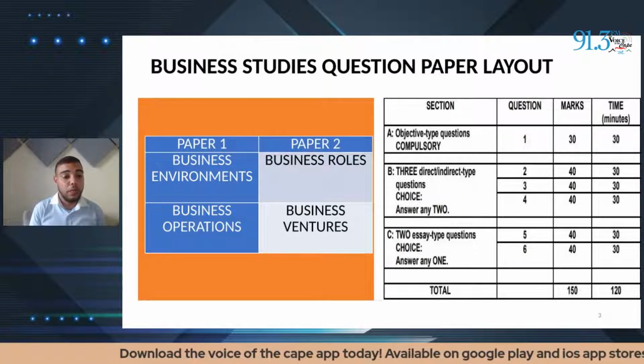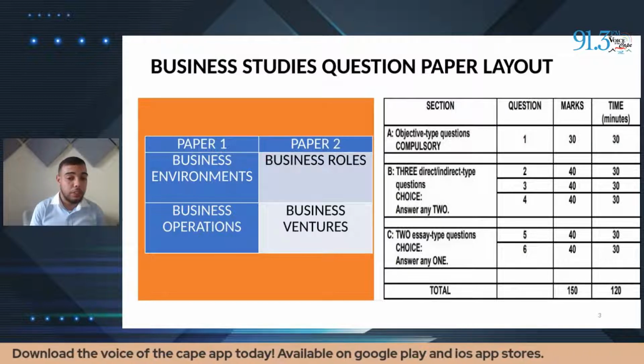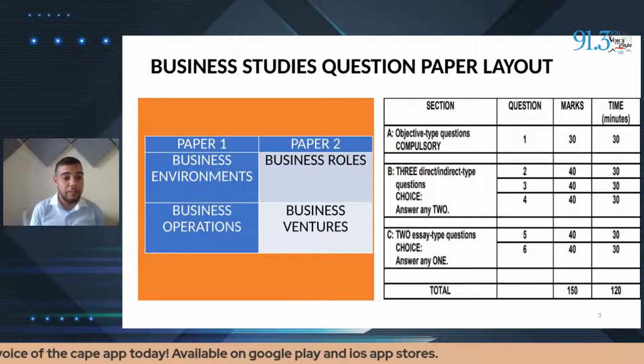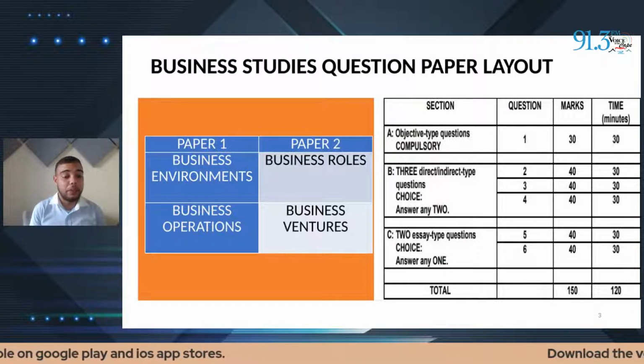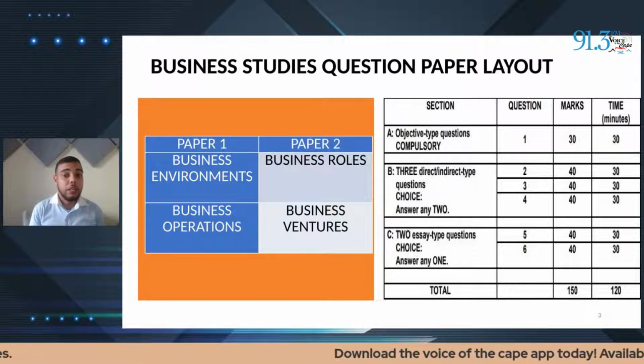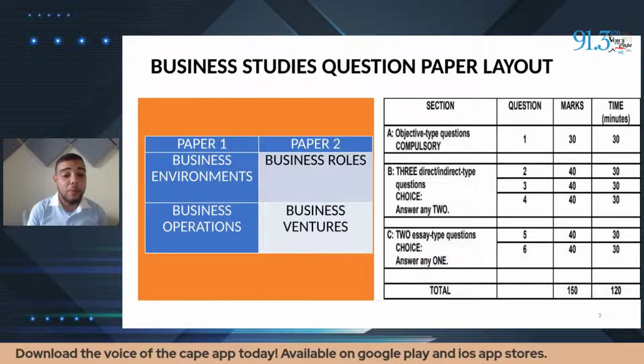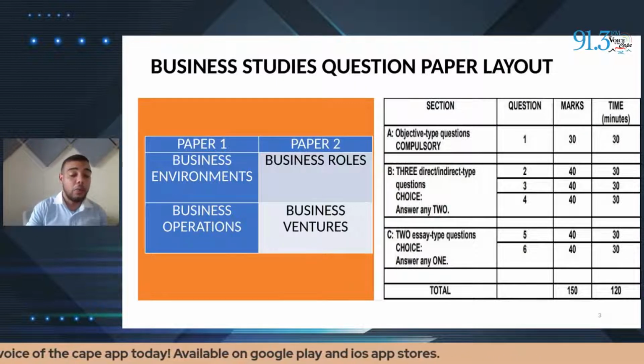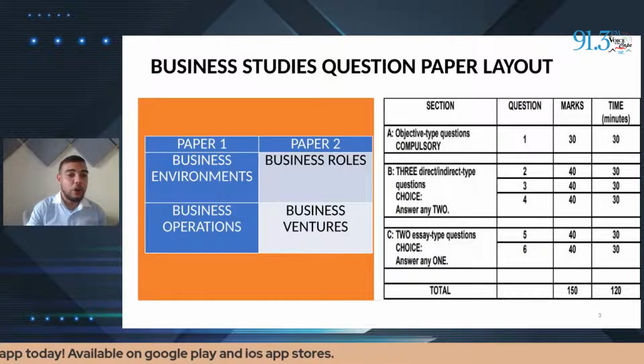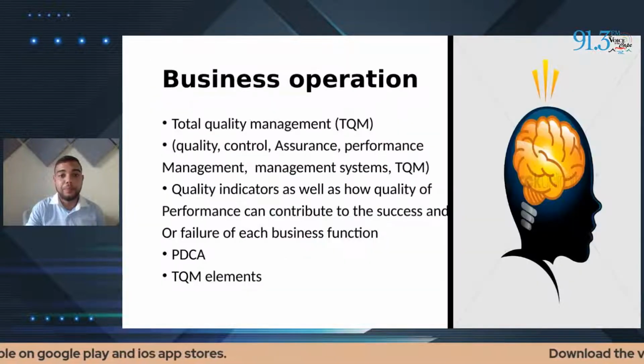Section C would be your 2 essays. Question 5 would be business environments, and question 6 would then be the business operations essay. Remember, you have to choose one essay. In section B, you have to choose 2 questions, and section A is compulsory. We now move on and see what we're going to do for business operations today.